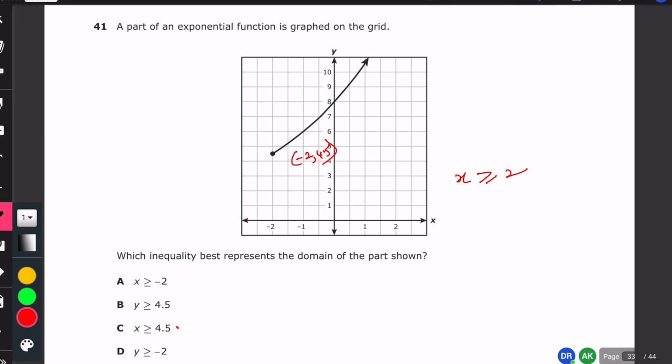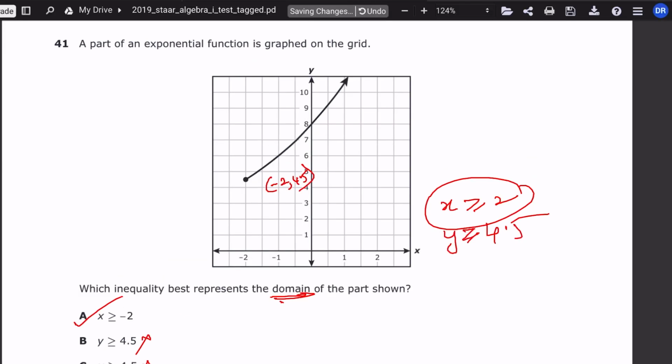This option cannot be there. Y greater than or equal to minus 2 also cannot be. It can be only between these two. It's asking for domain, so we don't take even y, so we take it only as A. First you can take these two are correct, but he's asking for domain, so domain means it's only x values, therefore A option is correct.